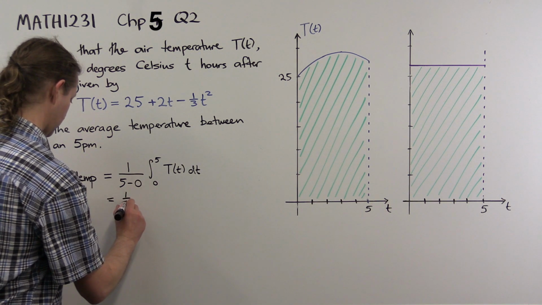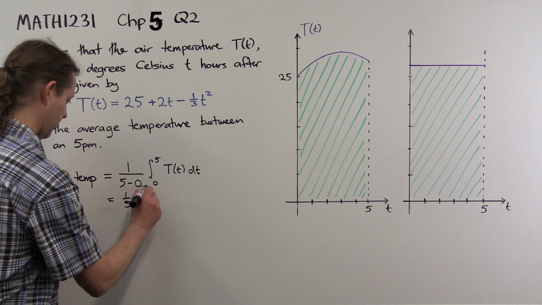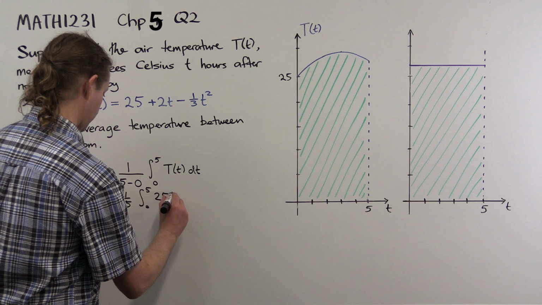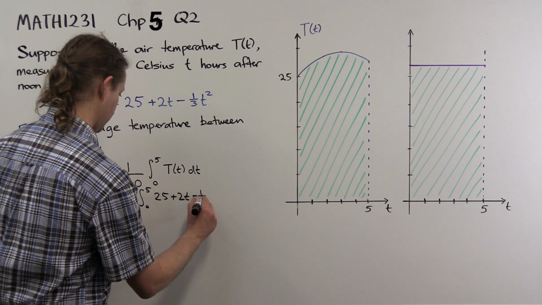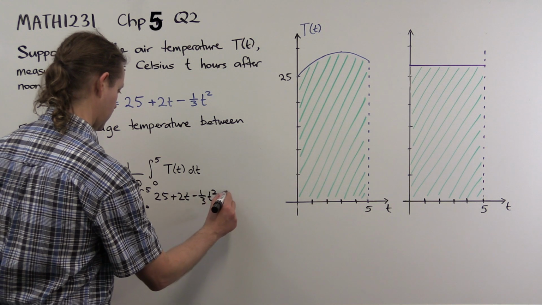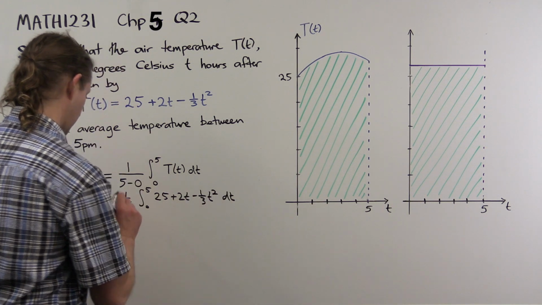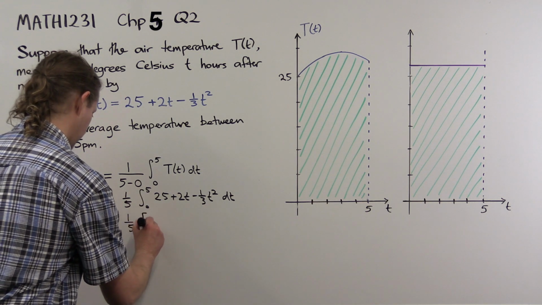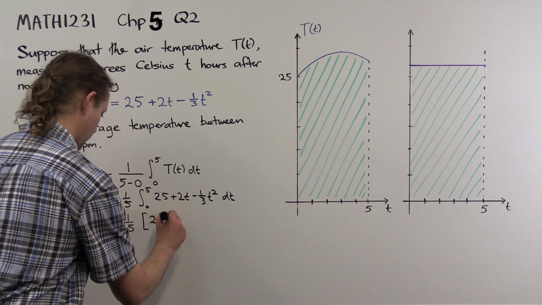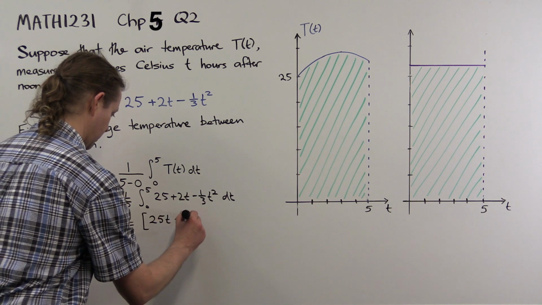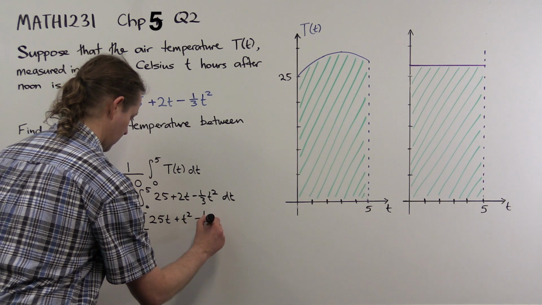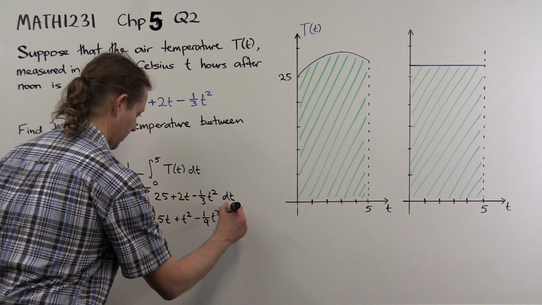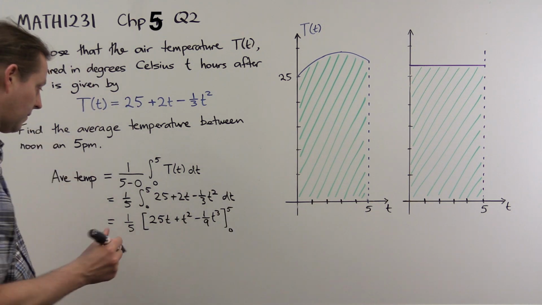So we have 1/5 times the integral from 0 to 5, and we have the expression for the temperature T, which is 25 plus 2t minus 1/3 t squared dt. We need to integrate this quadratic. So we find an antiderivative, which is 25t plus t squared minus 1/9 of t cubed, and evaluate that at 5, then subtract off its value at 0.